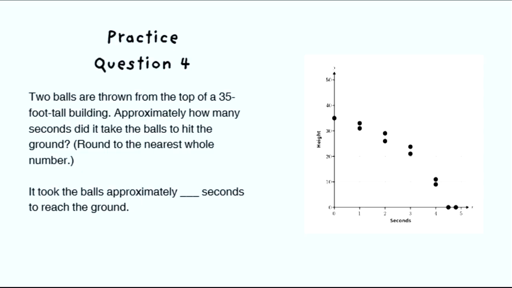2 balls are thrown from the top of a 35-foot tall building. Approximately how many seconds did it take the balls to hit the ground? Round to the nearest whole number. Pause it, figure it out, come back. Here we have height. Here we have seconds.